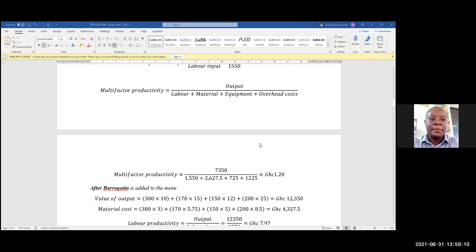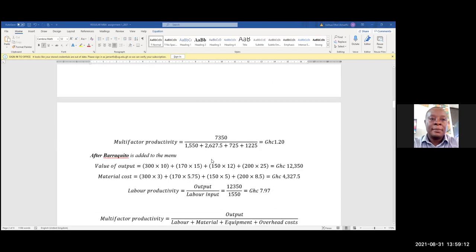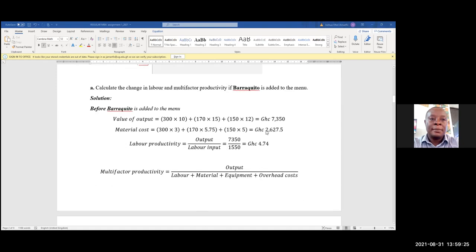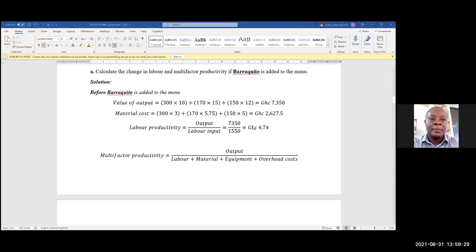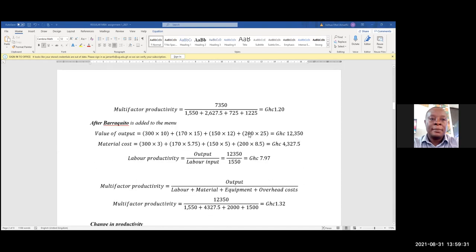After that, you come and do, after Barakito is added, what will be the value of our output. So now you have to add only the 200 times 25 to whatever you had here, 7,350, because all other things remain the same. The only thing you've added now is the 200 multiplied by the 25. And that should give us 12,350.